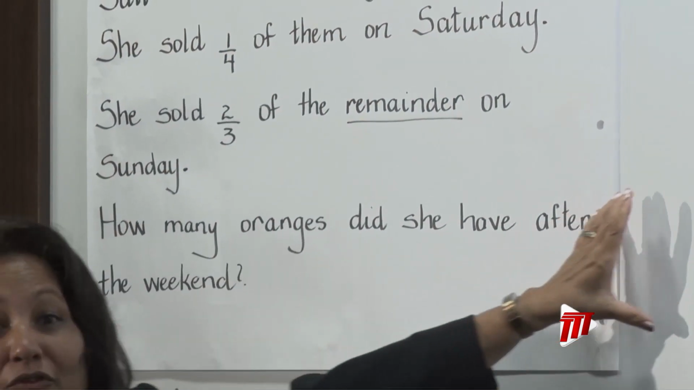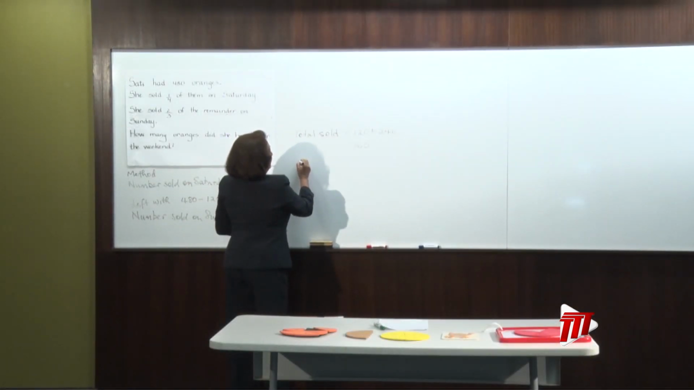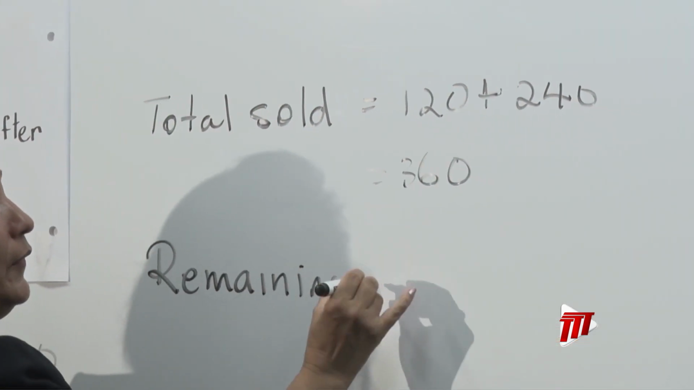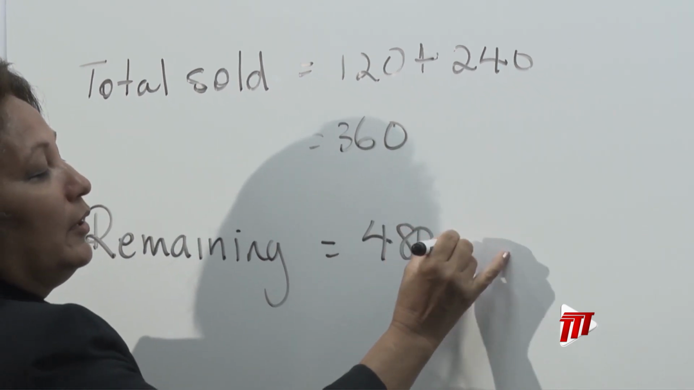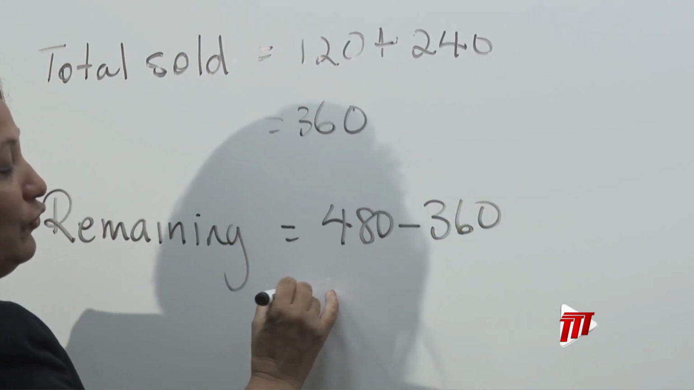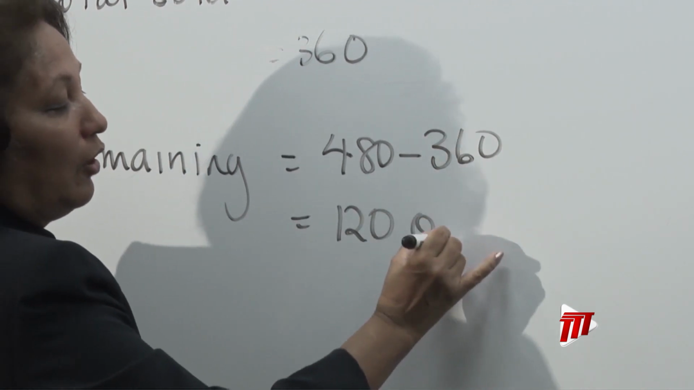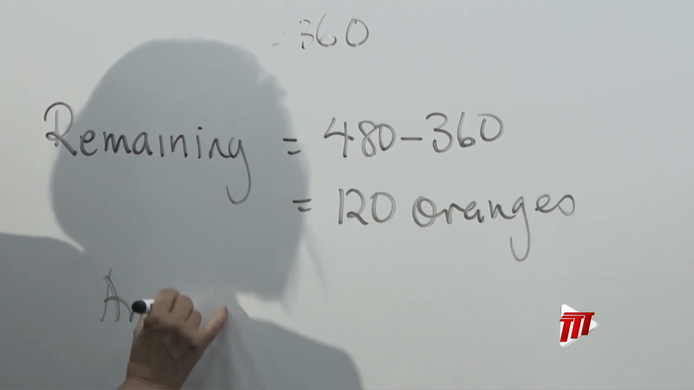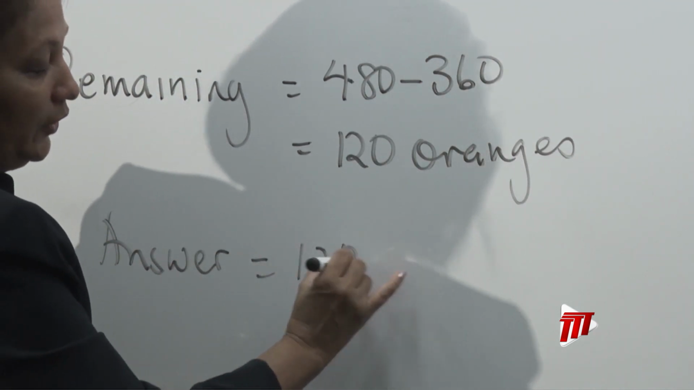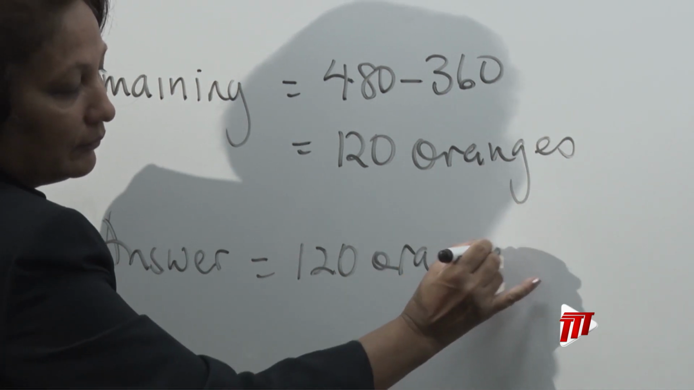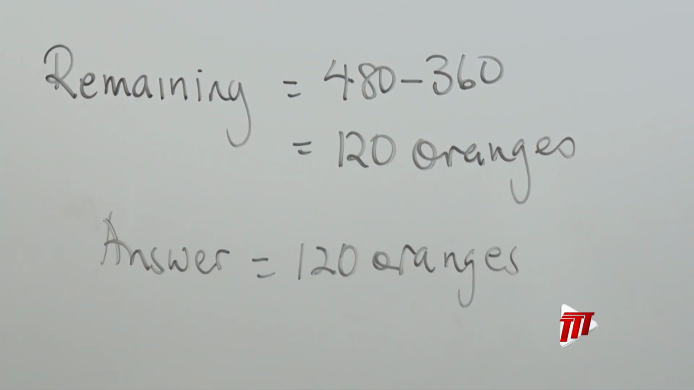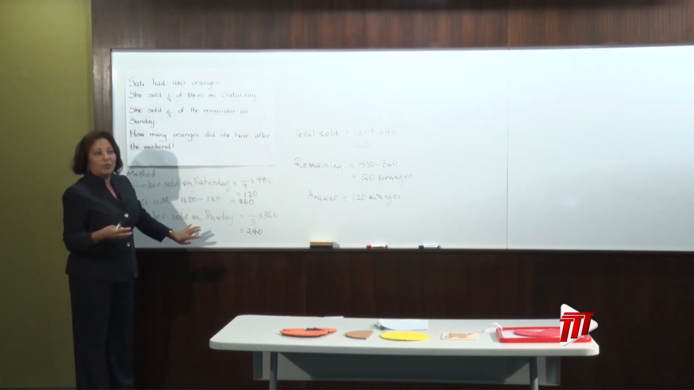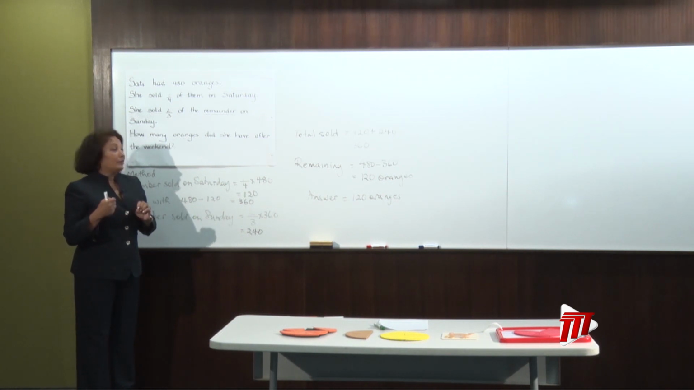So this was what was sold. So she had the remaining, which was 480 minus 360. So she was left with 120 oranges. So your answer was 120 oranges. That's the first method. So this one was a numerical way of working the question. We look at the second method.